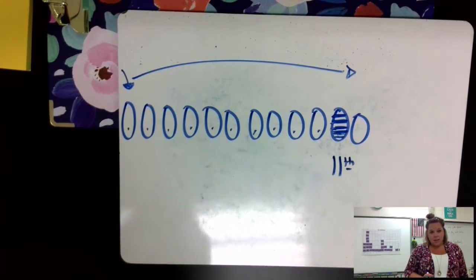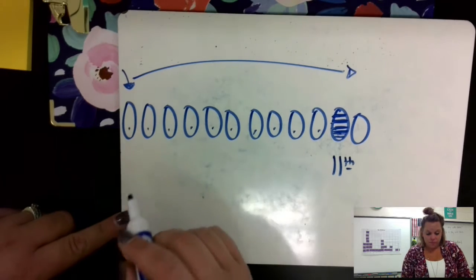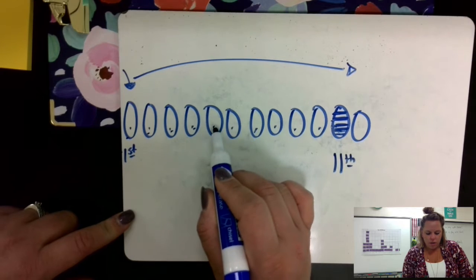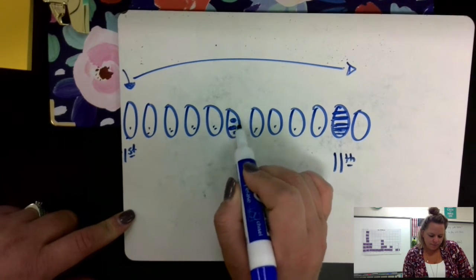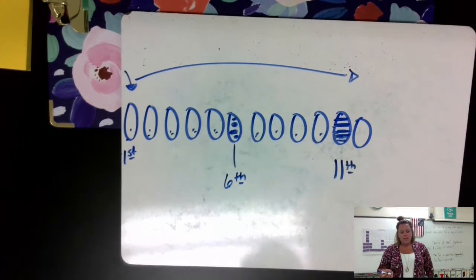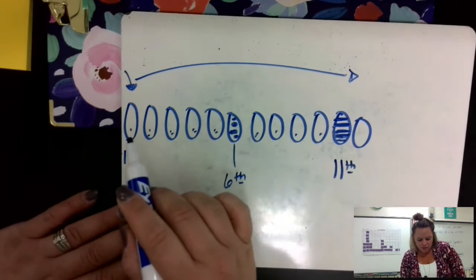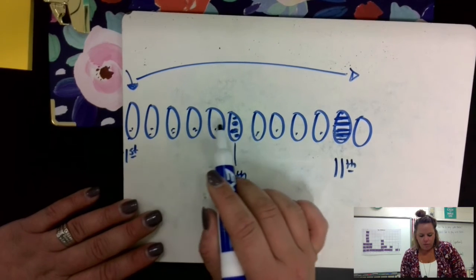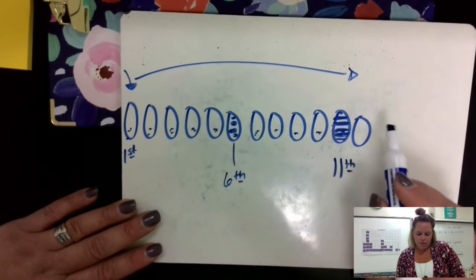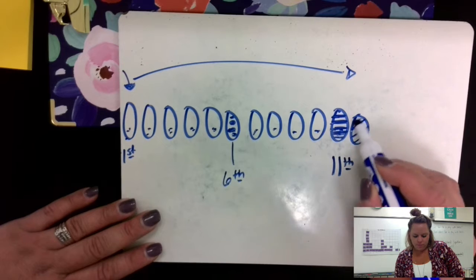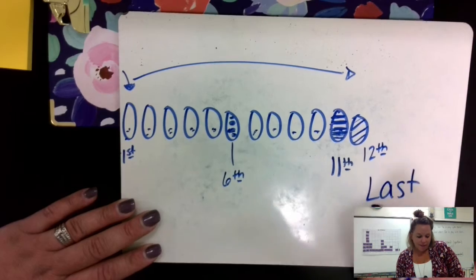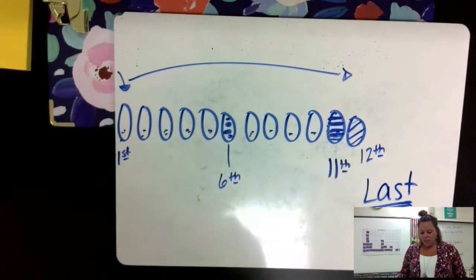Which ball is in the 6th spot? Start here. Remember, this is first. First, second, third, fourth, fifth, sixth. That one is in the 6th spot. Which ball is in the 12th spot? First, second, third, fourth, fifth, sixth, 7th, 8th, 9th, 10th, 11th, 12th. Okay, this is in the 12th spot, which happens to also be the last spot in the line.